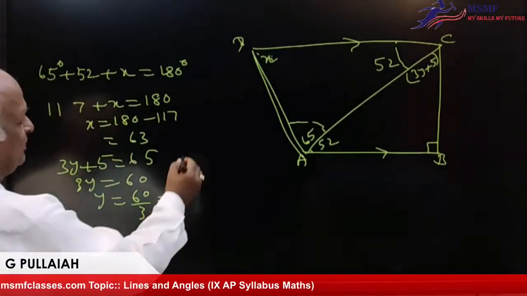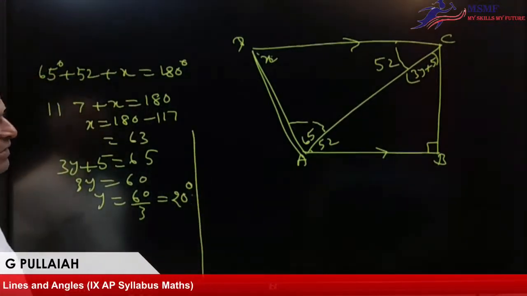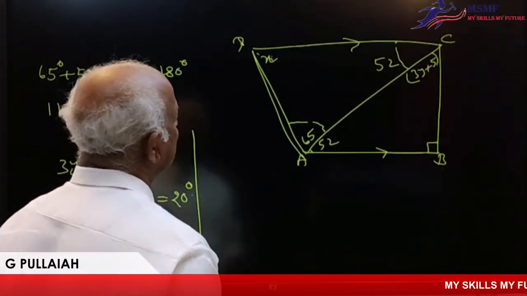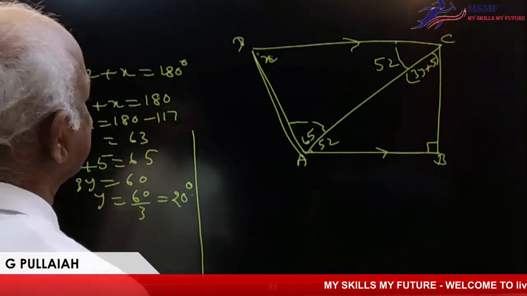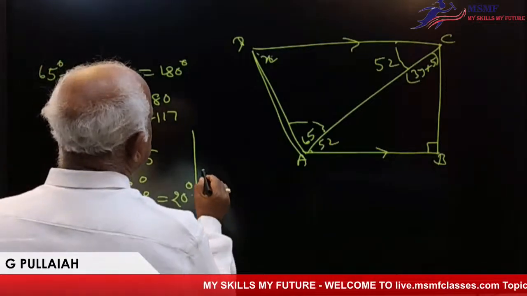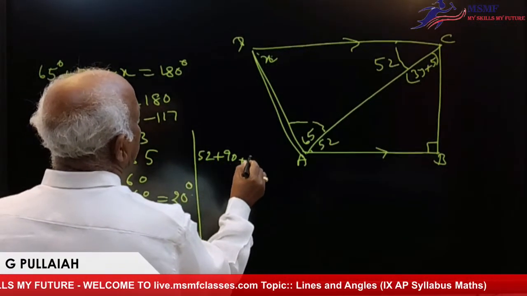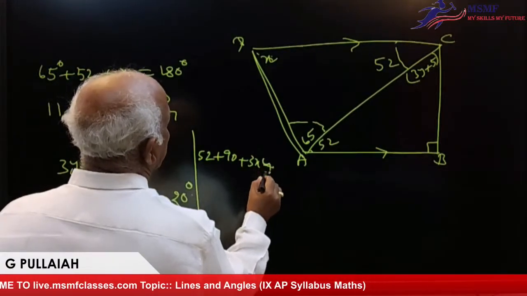Some people are getting angle y equal to some other value. Now let us go with the other method also. I can say this as 52 plus 90 plus 3y plus 5.